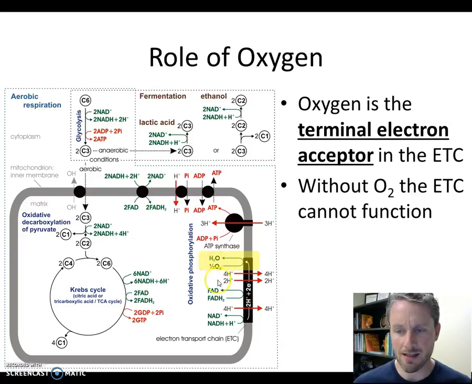If oxygen is not here, the electron transport chain cannot function. It has nowhere to put the electrons at the end of the process, and the whole electron transport chain stops. Remember, this electron transport chain, along with chemiosmosis, creates most of the ATP that cellular respiration creates. So this is going to turn into a big problem. Without oxygen, we can't run the electron transport chain, and we can't make most of that ATP.